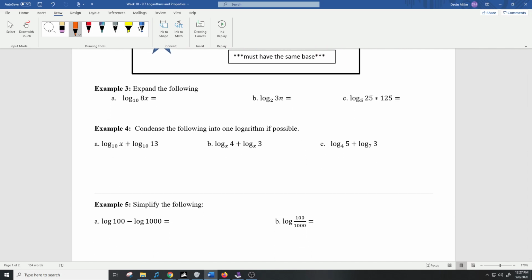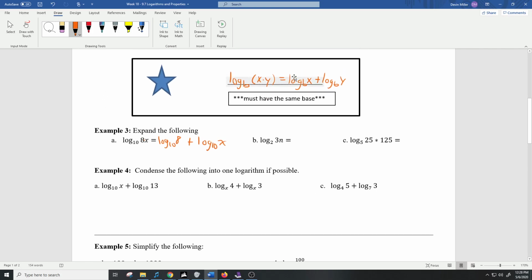So expand the following. Log base 10 of 8x. So we just keep log base 10. And then we're going to separate 8 times x. So it'll be log base 10 of 8 plus log base 10 of x. If you're confused as to why I put plus there, make sure you look at this property. If you have multiplication between two things inside of one logarithm, you can separate it and put a plus between them. Use the same base, and then you should separate them with 8 and x here.